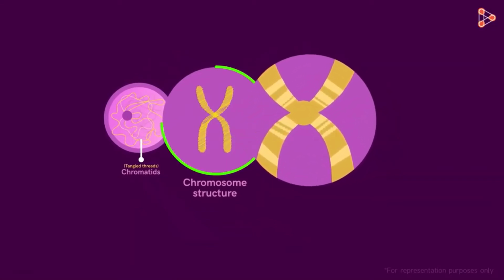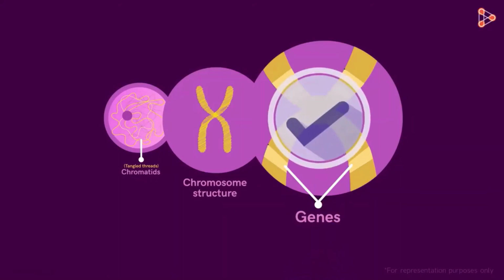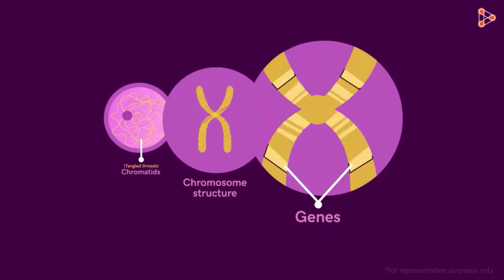If we zoom into the structure of this chromosome, we find small segments like these that make up the complete structure. These functional segments are nothing but genes. So can we say that chromosomes are made up of genes? Absolutely. All these segments make up the whole structure.